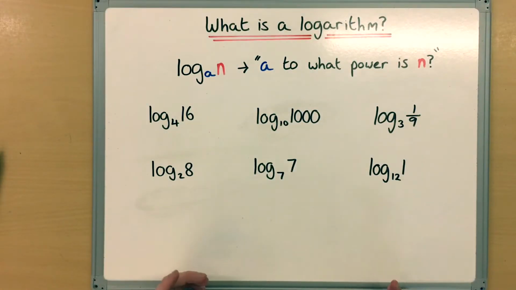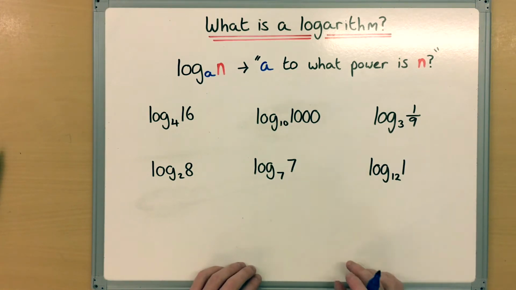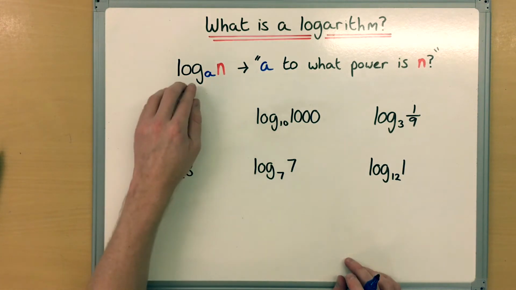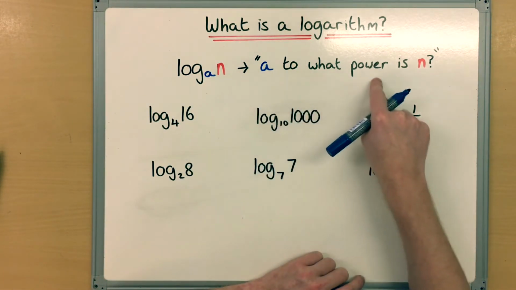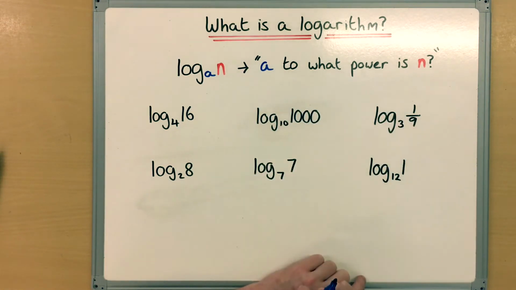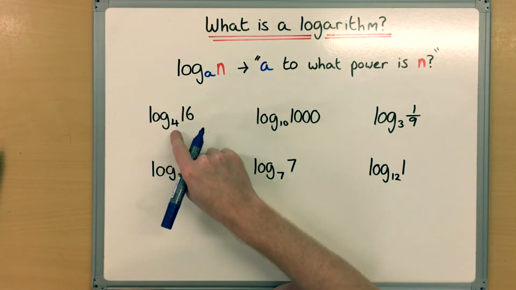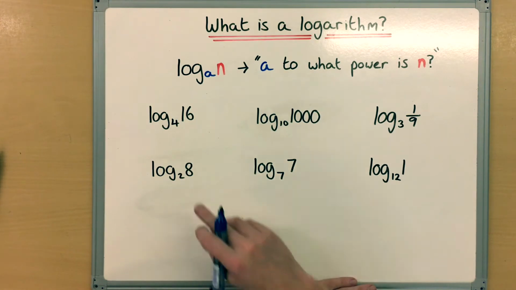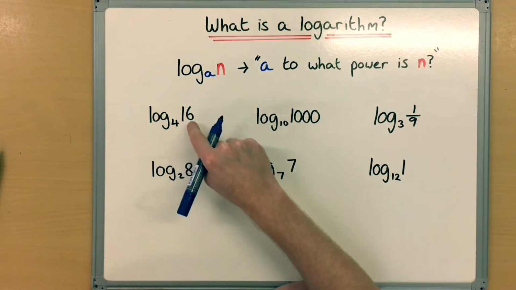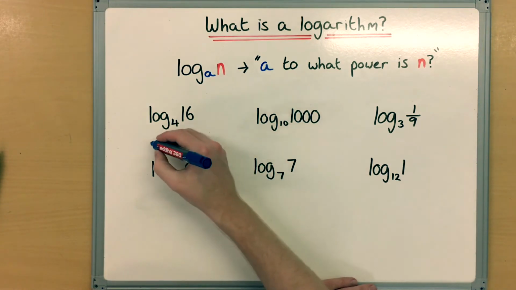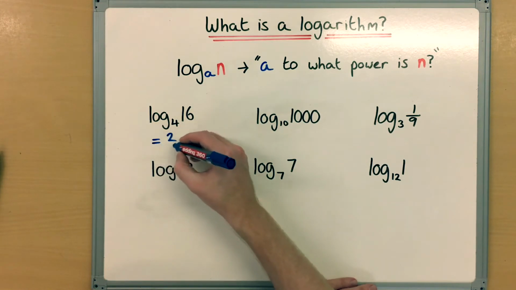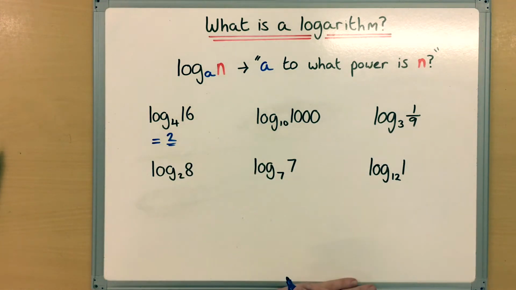Okay, so what is a calculator actually doing when we ask it to calculate log to the base something of something? Well, the way to read log to the base a of n is: a to what power is n. So, what is log to the base 4 of 16 without a calculator? We ask ourselves, 4 to the power of what is 16? And the answer is 4 squared is 16. In other words, 4 to the power of 2. So the answer is 2.